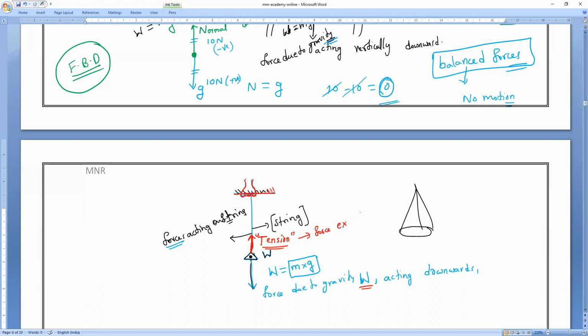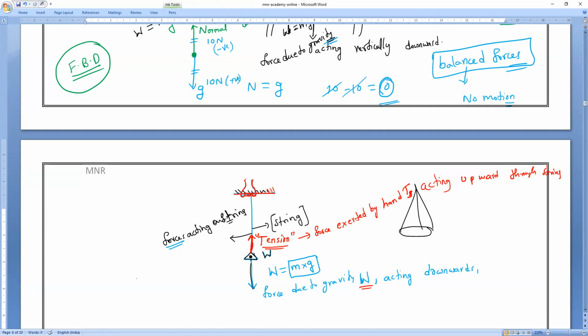Force exerted by whom? Force exerted by hand is T. So is it acting in the upward direction or downward direction? Please respond. Upward or downward? Upward direction, yes, upward through the string. Okay, so through the string we say.